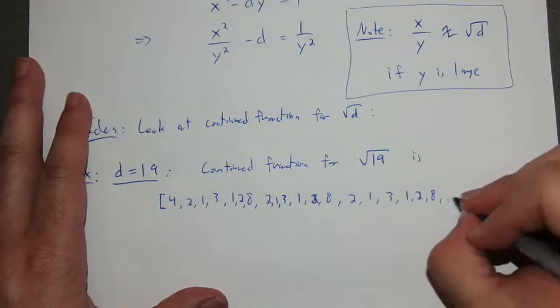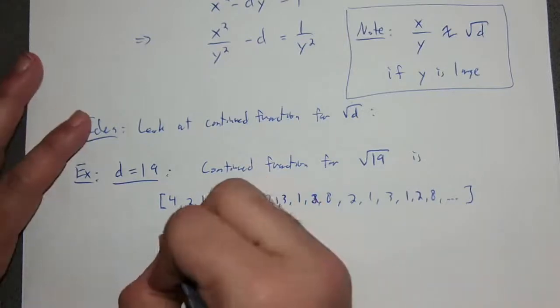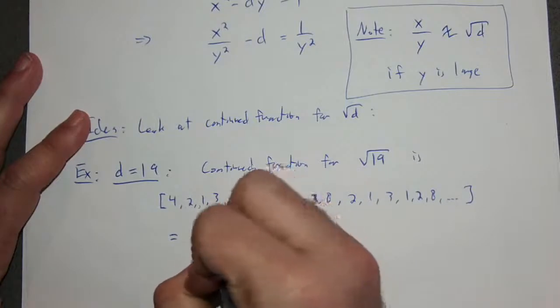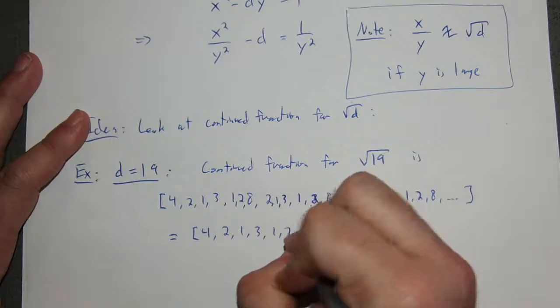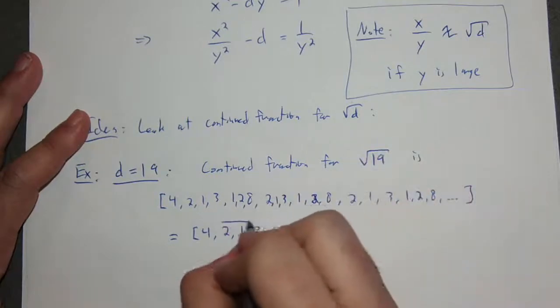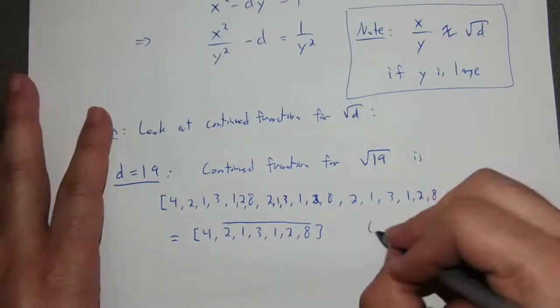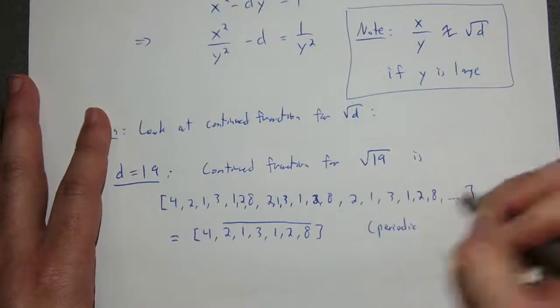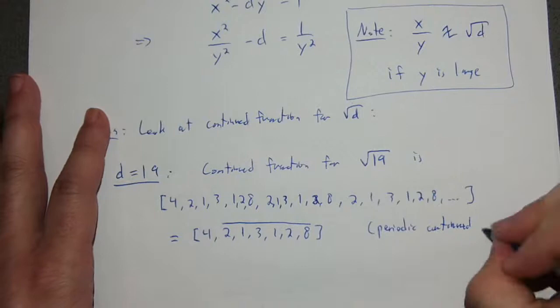And this continues on. I am implying that actually the 2, 1, 3, 1, 2, 8 keeps repeating after that point. So I would write that as 4, 2, 1, 3, 1, 2, 8, and I would put a bar over the last 6 terms, denoting that they repeat forever. This is an example of a periodic continued fraction, which is similar to our discussion of periodic decimal expansions.